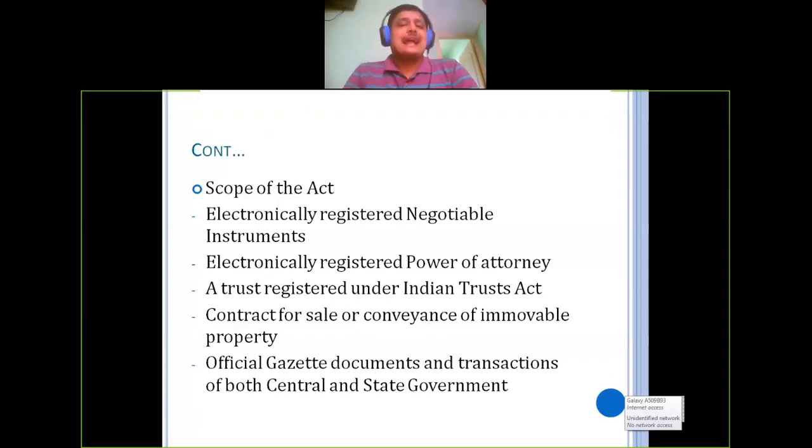And this Act has certain scope. The first point is about electronically registered negotiable instruments. We do have UPI payments, and maybe debit cards are also considered electronically recognized negotiable instruments that have to be protected.